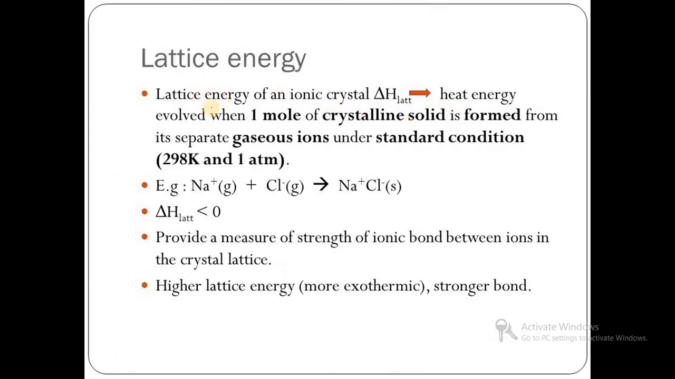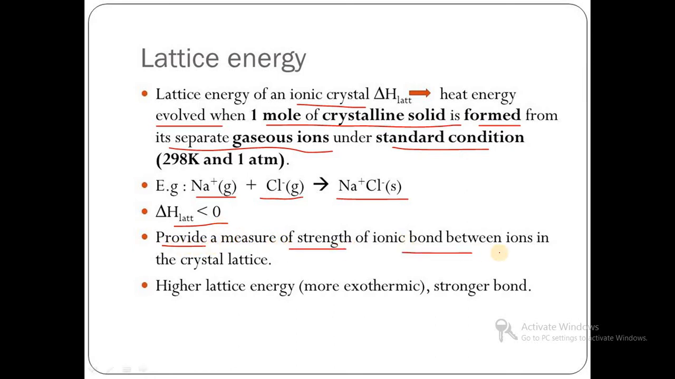So lattice energy of an ionic crystal is the heat energy evolved when 1 mole of crystalline solid is formed from its separate gaseous ions under standard condition, that is atmospheric pressure. So here when Na plus combines with Cl minus ions, we get Na plus Cl minus, an ionic solid. So delta H lattice energy is always less than 0, which is represented by symbol U, and which provides a measure of strength of the ionic bond between ions in the crystal lattice.